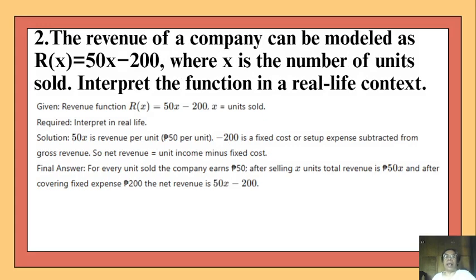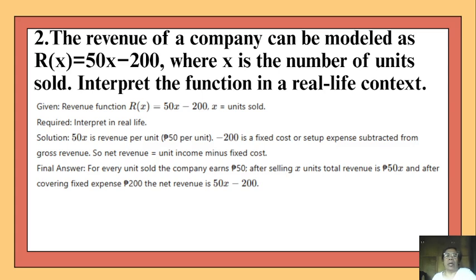The revenue of a company can be modeled as R(x) = 50x minus 200, where x is the number of units sold. Interpret the function in real-life context. So we're given a revenue function R(x) = 50x minus 200, and x is the units sold. So we are required to interpret that in real life.